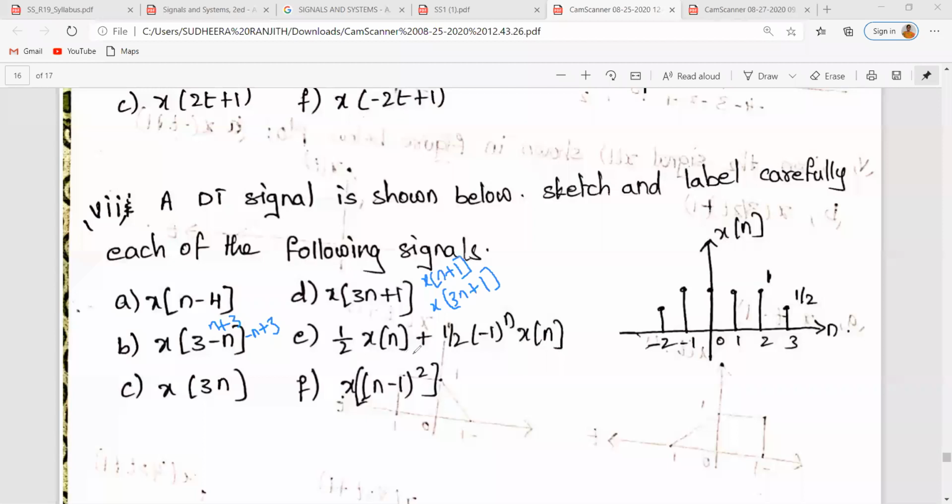And here it is half into x of n. First you need to perform this one, half into x of n, which is nothing but amplitude scaling. Here it is half into minus 1 whole power n into x of n. This is also amplitude scaling operation. Both are amplitude scaling operations. And then you should go with signal addition.